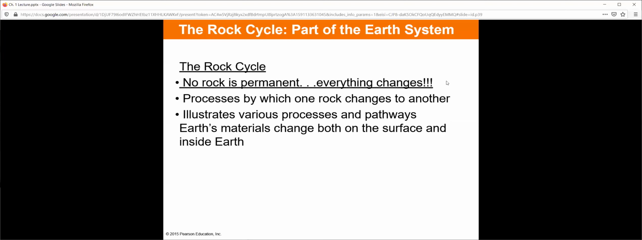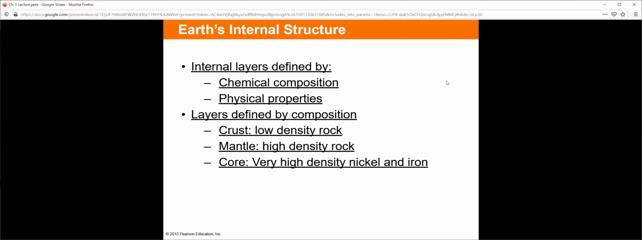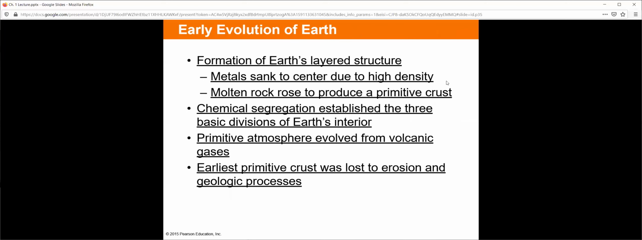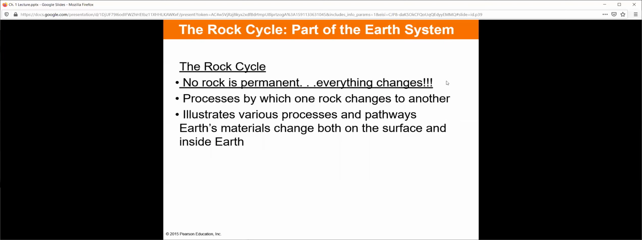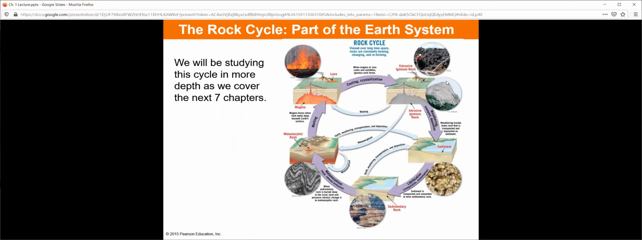No rock is permanent. The rocks that you see in front of you at some time in the past were different. If we go back a couple slides here, I point out the earliest primitive crust is lost due to erosion and geologic processes. Because, as you notice, as we get lower, the crust itself is solid, but below that is a semi-plasticky, malleable mantle. So the rock cycle illustrates the processes that the rocks that we walk on every single day have undergone in the past and will undergo in the future, as shown here.